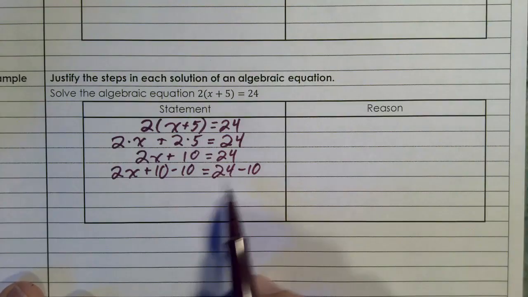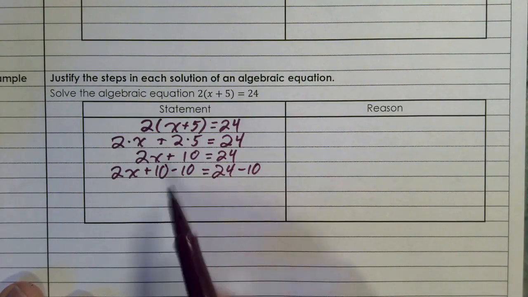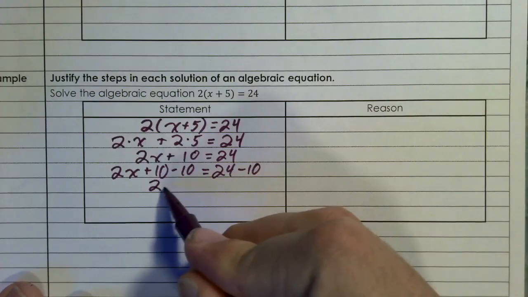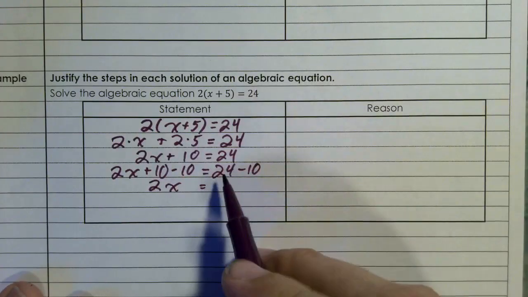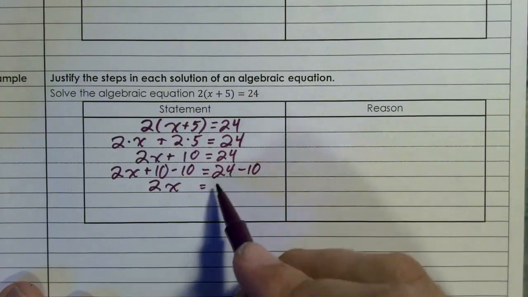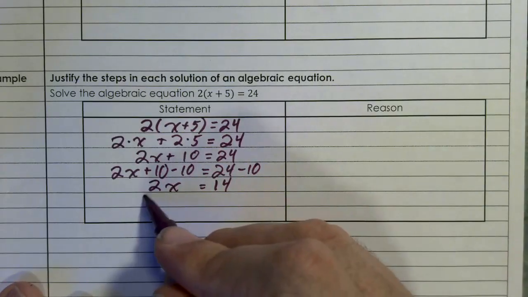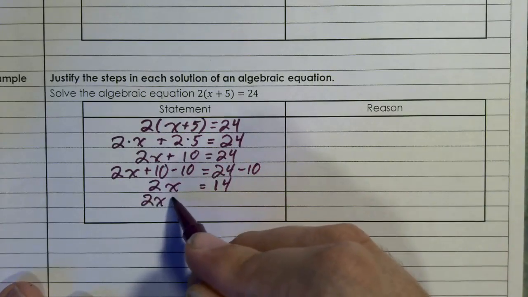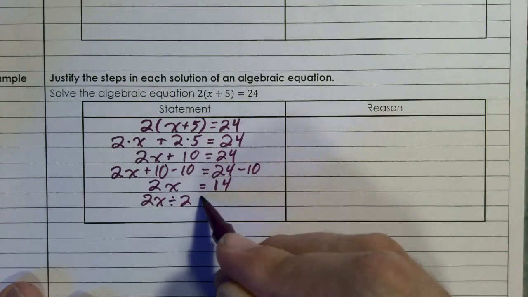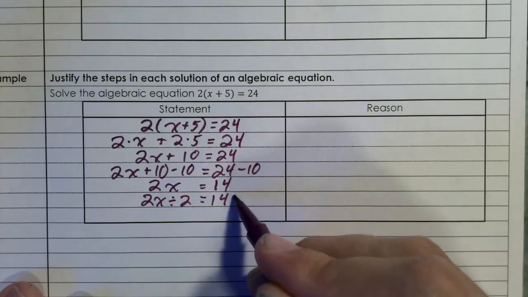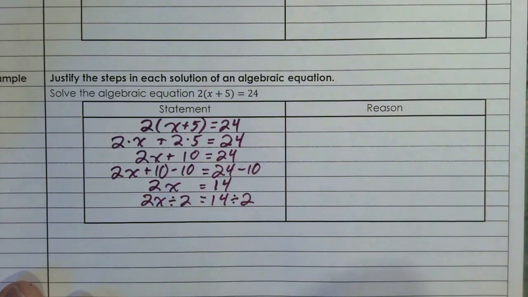All right, so then we clean that up. So positive 10 minus 10, that's 0. So I just got 2x over here. And then 24 minus 10, I know that's 14. Then I got to get rid of that 2. So to get rid of that 2, I got to divide. So 2x divided by 2 equals 14 divided by 2.